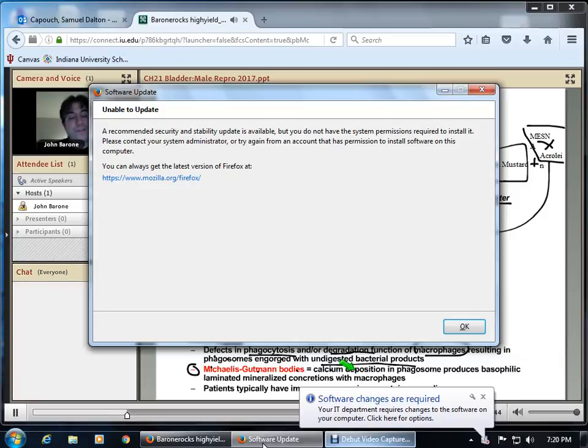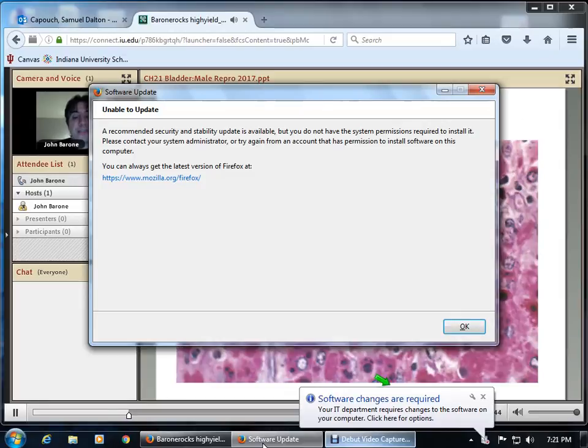It's all these calcified dead bacterial products that they couldn't break down, they couldn't get rid of. So it calcifies, so it's basophilic, it's blue, it's calcium, it's layered, it's got a lamellar appearance, and it's concretions. It's a mineralized concretion inside the macrophage.